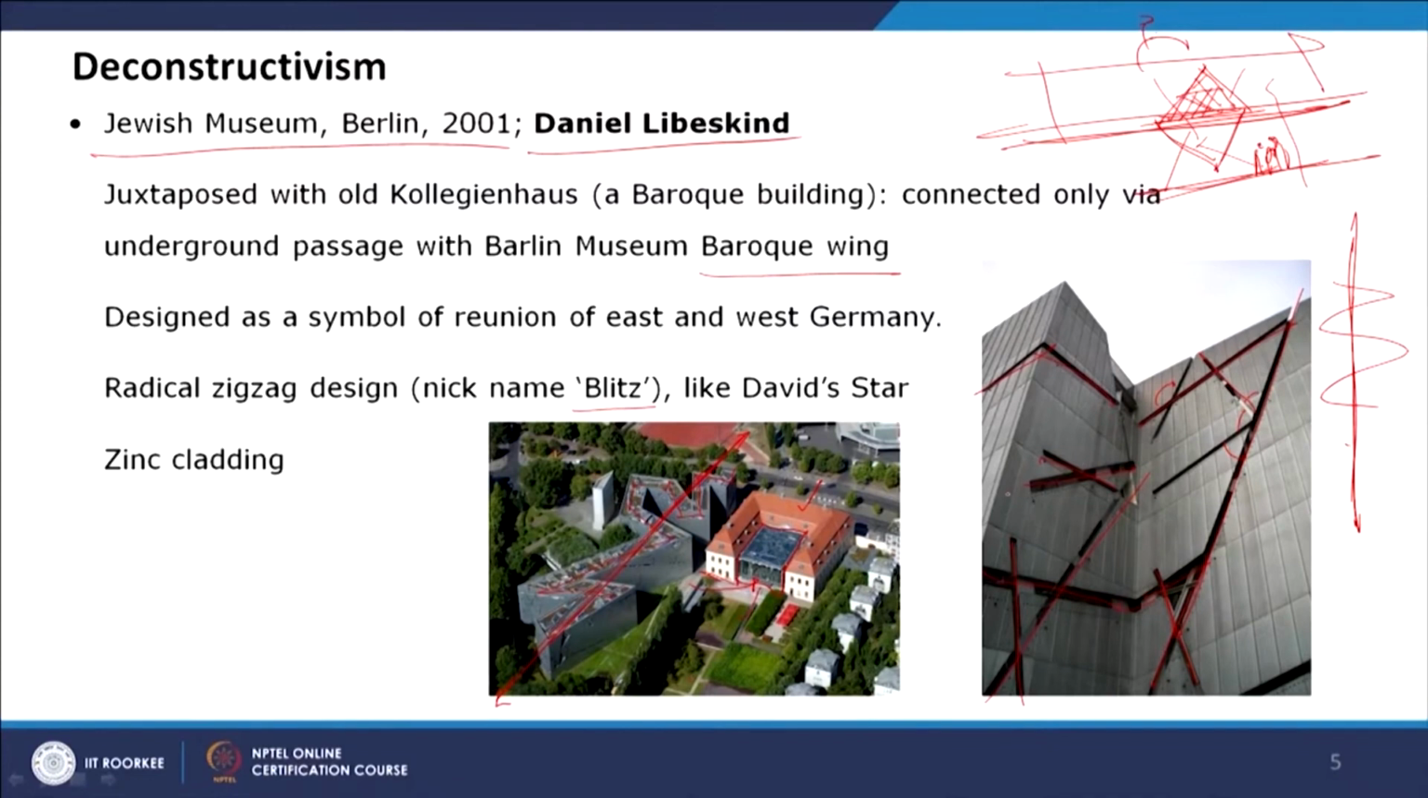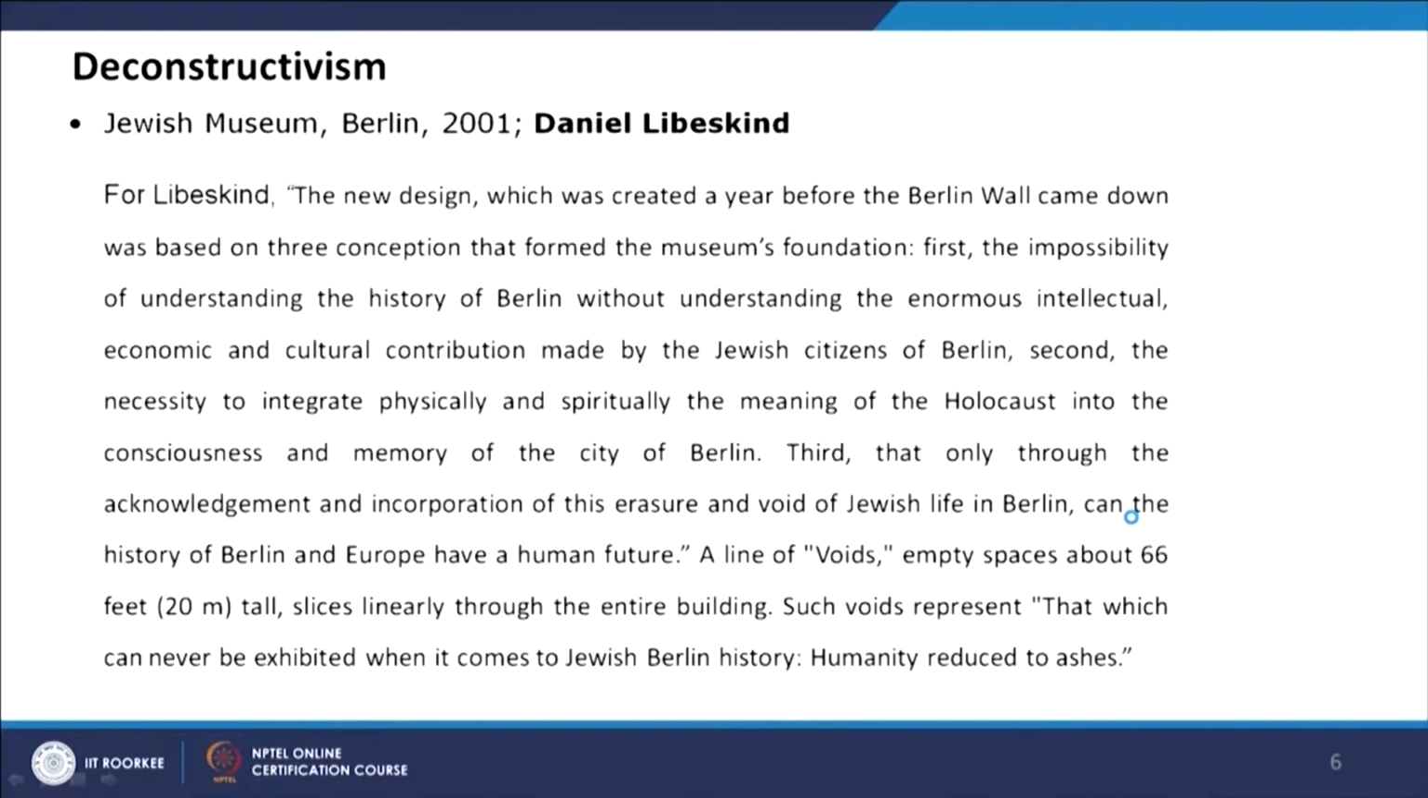And here you can also see these structural members which come out and give a very grunge look, and also the zinc cladding, which gives a very grayish look that goes with the sorrow of the Holocaust and the history of the Jews. So Daniel Libeskind explained this design in his words.